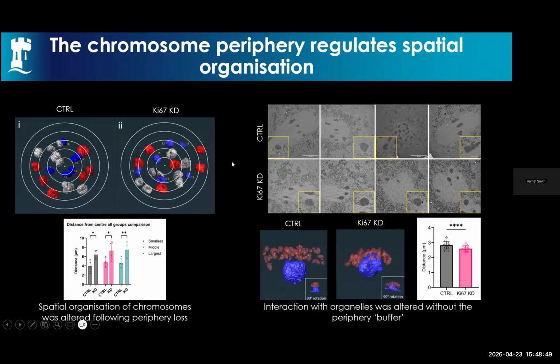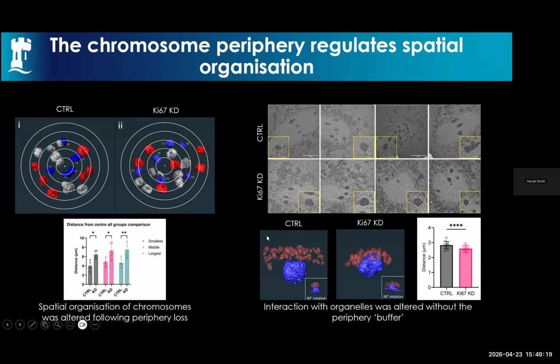Another interesting thing that we saw was the effect that the loss of the periphery had on chromosome interaction with the rest of the cellular components. So this area that you can see here is essentially a zone of exclusion. You've got your chromosomes inside, and then you would have your meiotic spindle in here, and then an organelle-rich layer surrounding that. In the control cells, it's a bit clearer to see in this model.